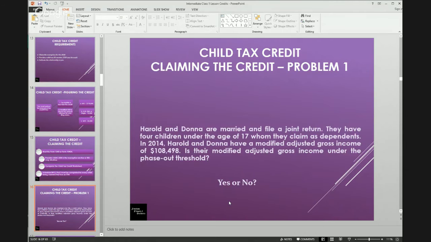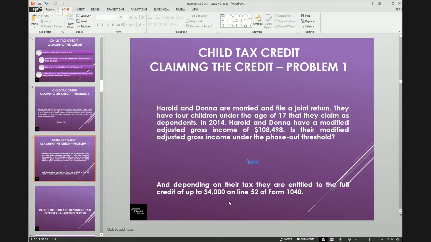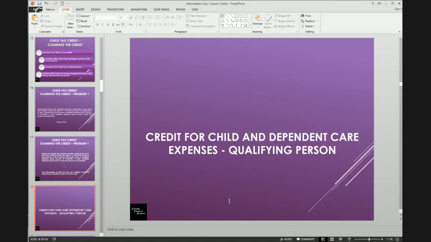Harold and Donna are married and file a joint return. They have 4 children under the age of 17 whom they claim as dependents. In 2014, Harold and Donna have a modified adjusted gross income of $108,498. Is their modified adjusted gross income under the phase-out level? Yes, in their instance, the phase-out level for married filing jointly was $110,000, so they would be eligible for the full $4,000. And in fact, if their tax liability is $4,000 or higher, they would be able to receive benefit from the full credit.